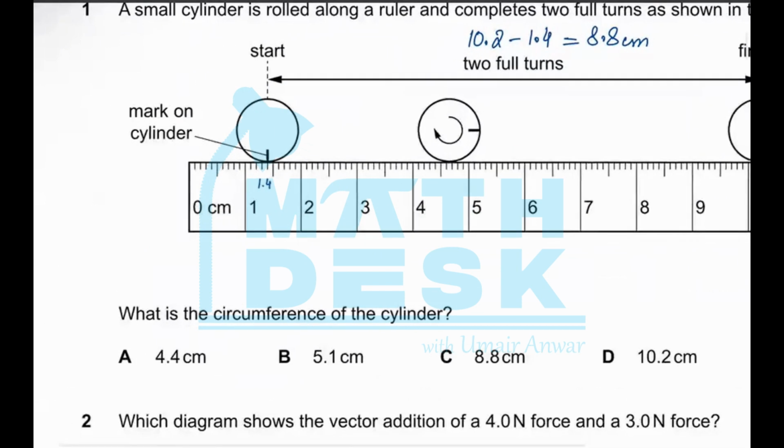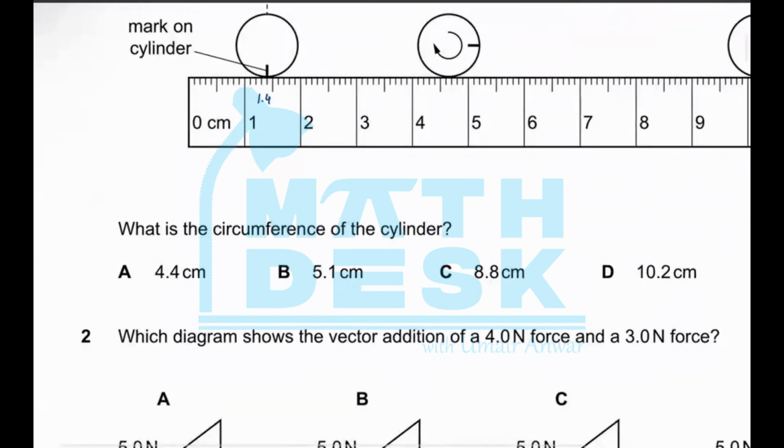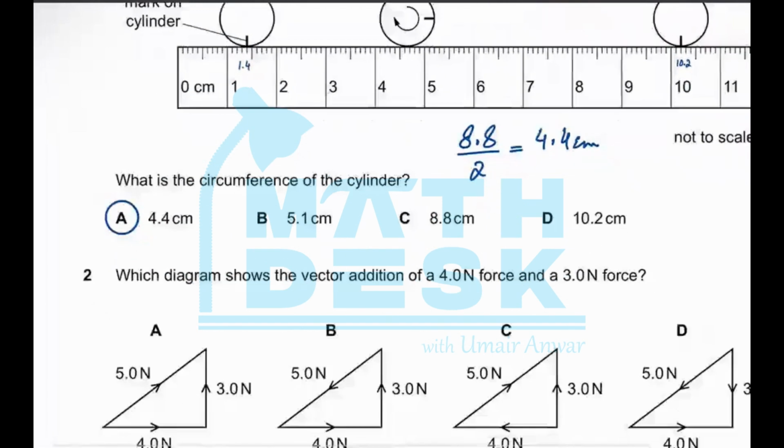We need to find out what is the circumference of the cylinder. So circumference is equal to the length of the boundary of a circular figure. Since it has made 2 full turns, the distance covered in 2 full turns is 8.8. We would be dividing 8.8 by 2. The answer would be 4.4 centimeters. So this option A would be the correct answer for the circumference of the cylinder.